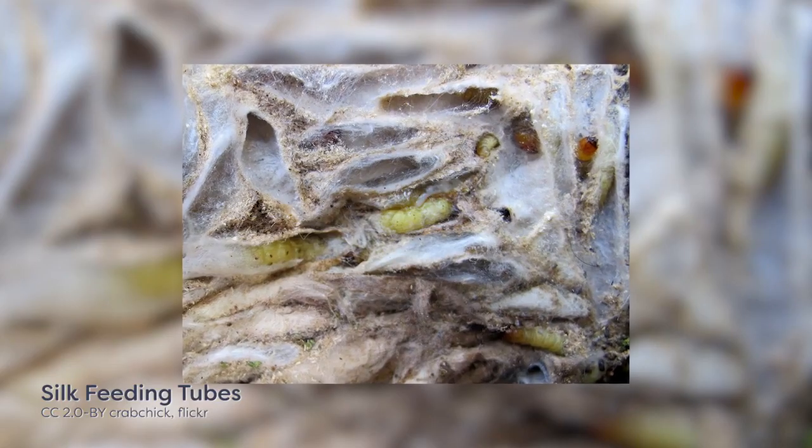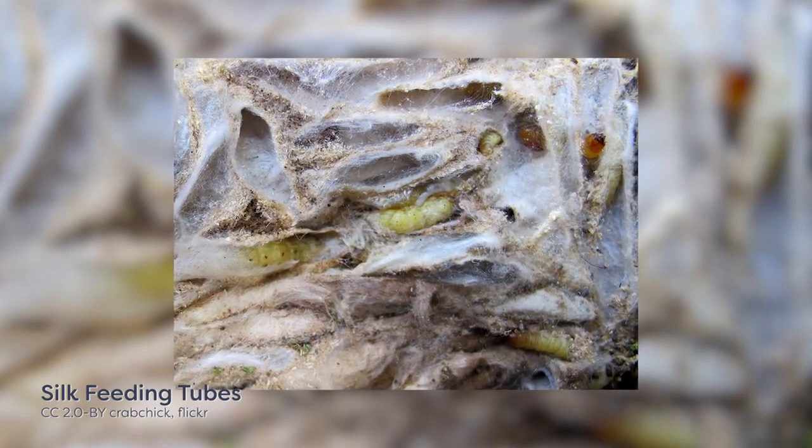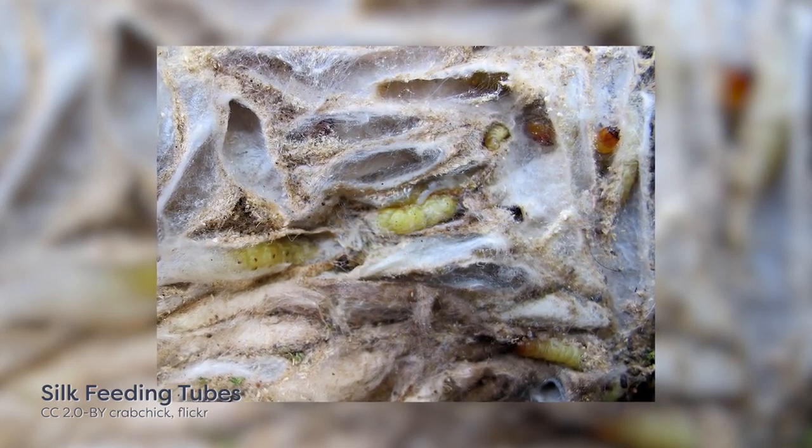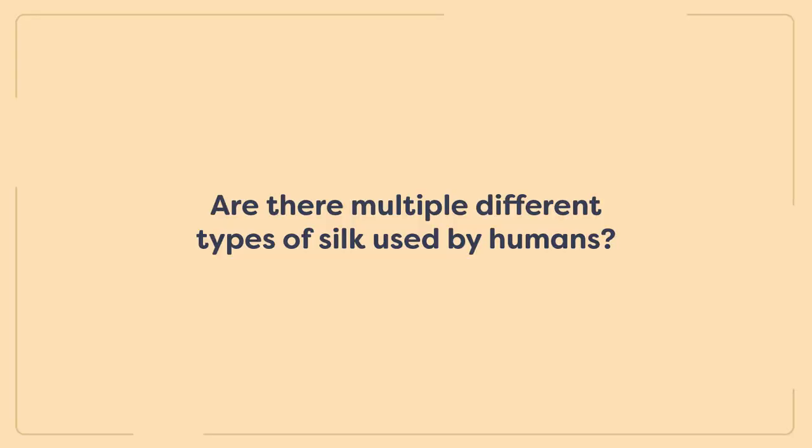What's interesting about Galeria is that unlike other lepidopterans, who predominantly produce silk just to make a cocoon that protects the pupa, they actually use it to construct feeding tubes within the beehive colony where they live. So they have to produce this silk that's both strong and elastic.